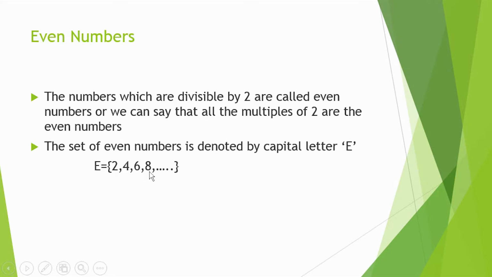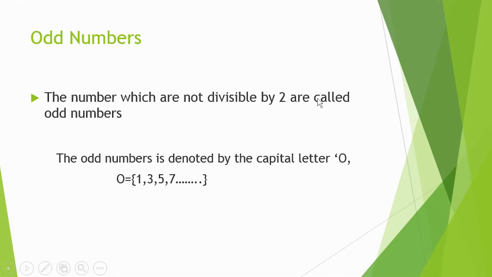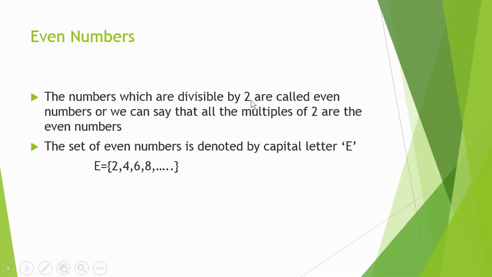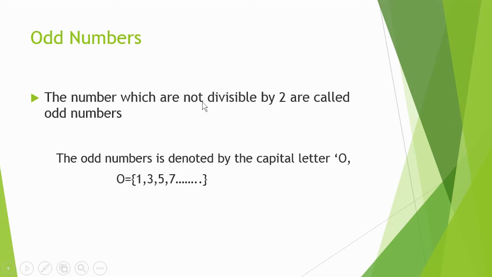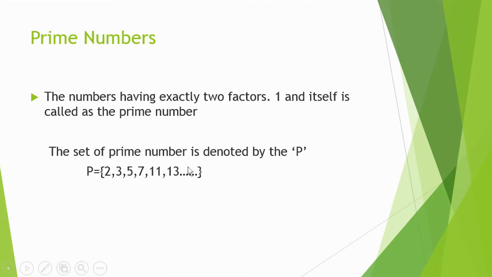The set of even numbers is denoted by capital letter E. Here 2, 4, 6, 8 are exactly divisible by 2 and these are also the multiples of 2. Odd numbers: the numbers which are not divisible by 2 are called odd numbers. For example, 1, 3, 5, 7. These are odd numbers which cannot be exactly divided by 2.